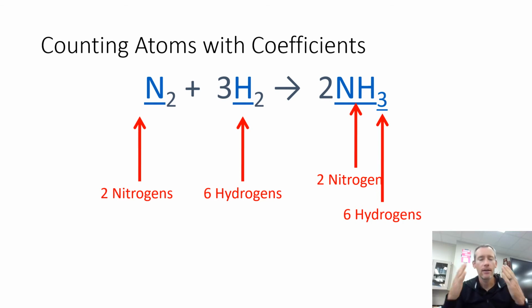Okay, so absorb that a little bit. Make sure you understand how we got those numbers 2 and 6 for nitrogen and hydrogen. Again, it is basically saying that for H2, we have 3 molecules of H2, and each one is worth 2, so it's multiplying 2 times 3. So it's basically multiplication.